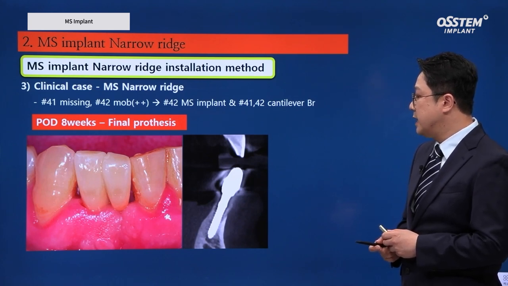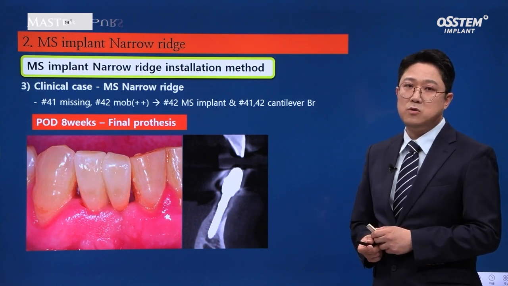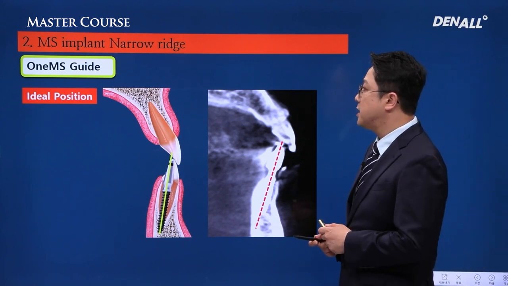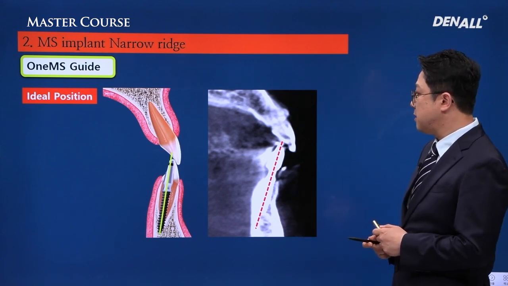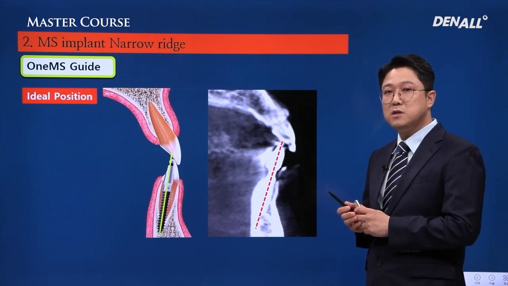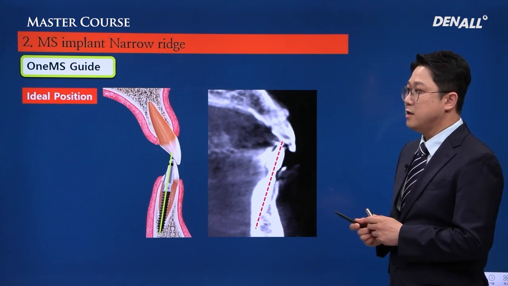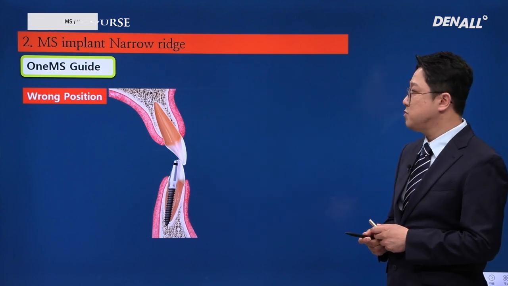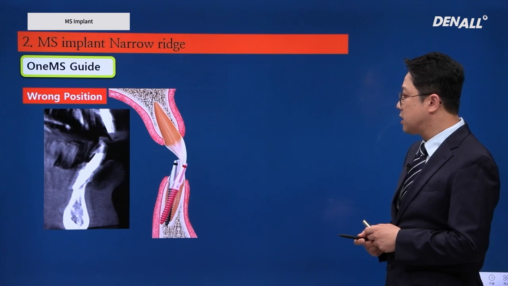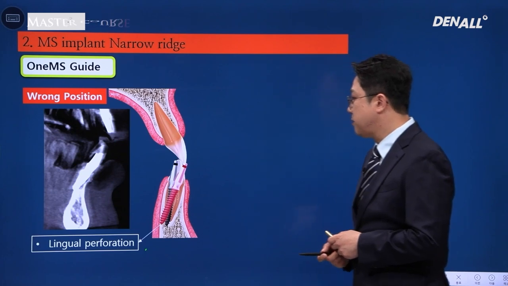It's a very good implant to be used. As mentioned, what is really tough about the MS implant is you get only one chance in drilling. If the path is not right, it's very difficult to adjust the path. Ideally, we would be placing implants in nice ridges, but that does not happen really frequently. If the implant is excessively buccally inclined, then on the lingual side, there can be perforation. There was lingual perforation in this case.